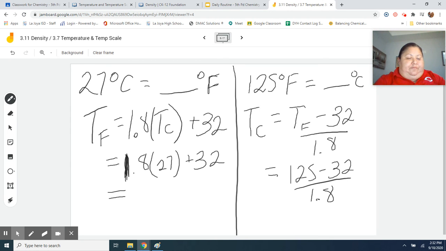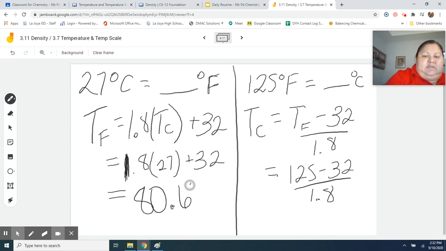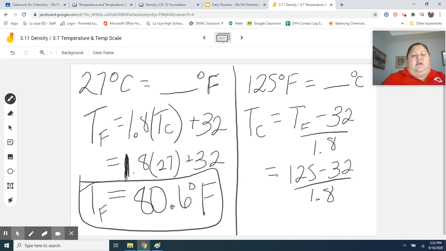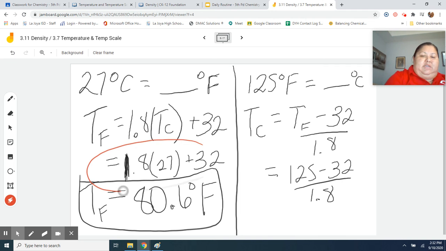All right. So that's 80.6. So I'm going to put 80.6 degrees Fahrenheit. And of course, you have to show all your work. You have to show the setup, the formula, exactly what you see here. All of this and this, including your unit, for full credit.